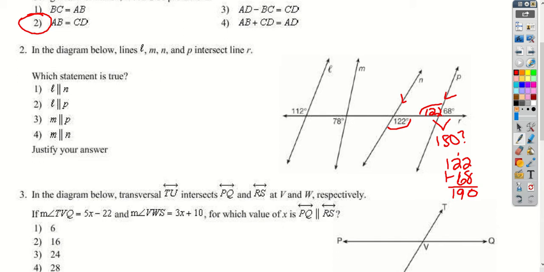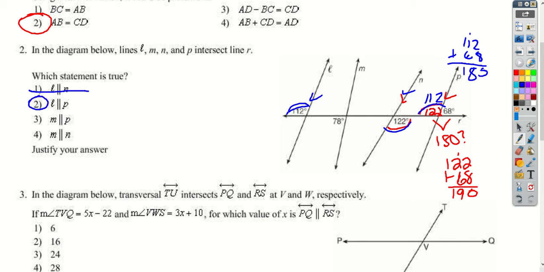Okay. Then we can look at the next one and say, well, look at L and N. If these two were equal, these would be alternate interior angles. They should be equal. They're not. That's out. What about L and P? So same thing. This should be 112 because these are corresponding. And so it's 112 plus 68 equal to 180, right? And it is. So those lines are parallel. So that would be the answer.